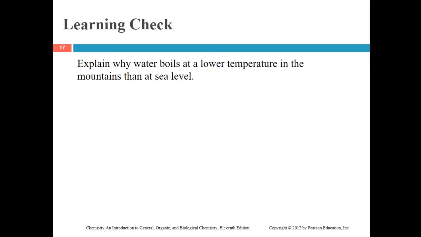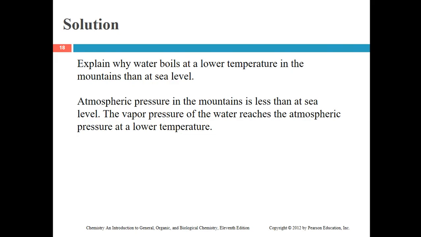So explain why water boils at a lower temperature in the mountains than at sea level. Press pause and see if you can do that. Atmospheric pressure in the mountains is less than at sea level. The vapor pressure of the water reaches the atmospheric pressure at a lower temperature.